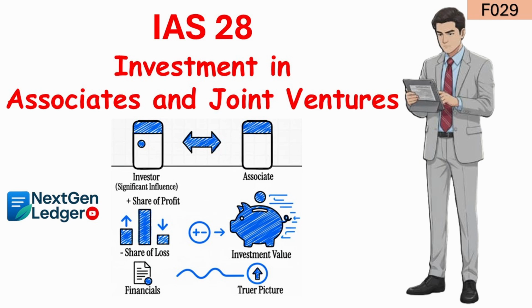Okay, let's dive right in. Think about a super common business scenario. One company buys a chunk of another, right? Not enough to take over the whole thing, but definitely enough to have a real say in what happens. This creates a really interesting puzzle for accountants. How do you actually show that relationship on the books?